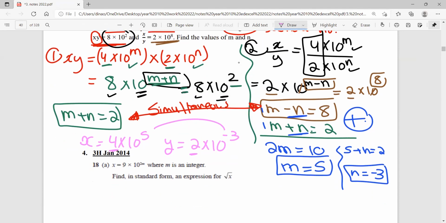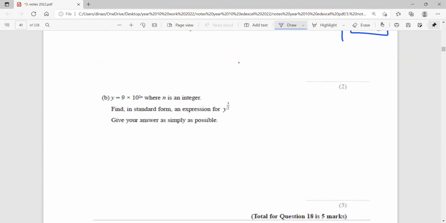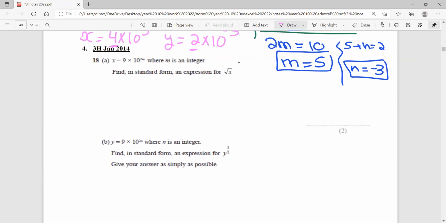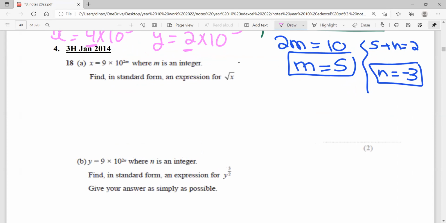I hope it's easy, it's not that bad. Okay, let's move on to question number 4, and then I'm going to give you an idea of a question that came in exams before. I just don't remember the exam exactly, but we will do it for sure when we meet it in past papers. I'll just give you its idea once I'm done with question number 4. Here in question number 4 it says if x is equal to 9 times 10 to the power of 2m, where m is an integer, find in standard form an expression for root x.